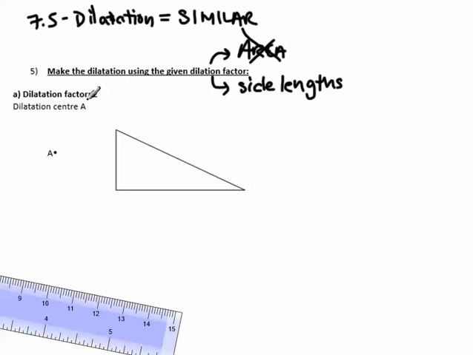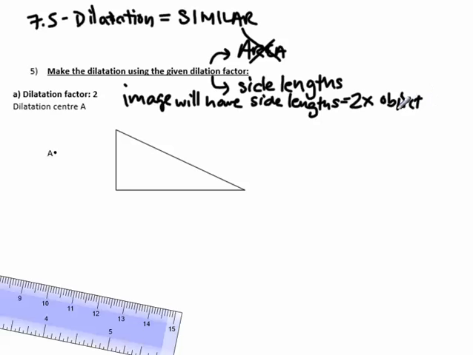So if I look at this first example here, it says dilatation factor of 2. This means that the image will have side lengths twice as long, or 2 times the object side lengths. Remember, the object is the original one. So in this case, dilatation factor of 2 means that the side lengths will be twice as long as the original one. So here are the steps in doing this.